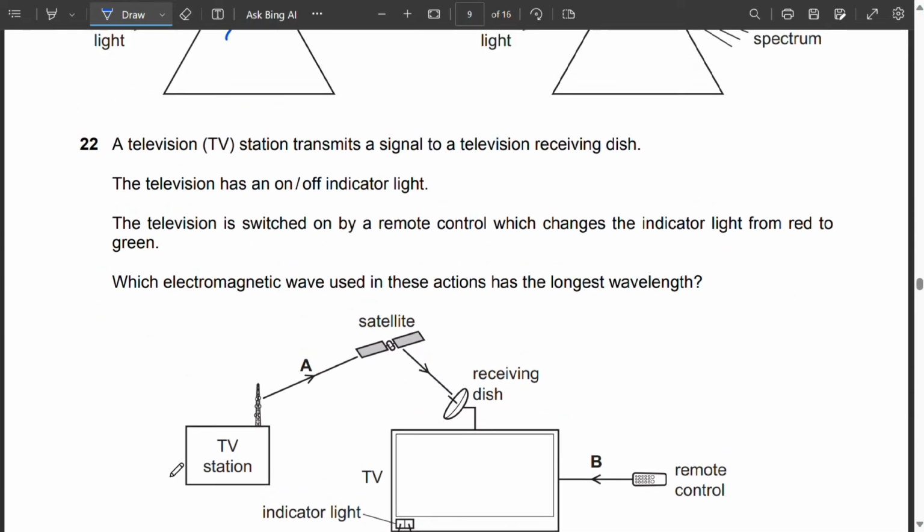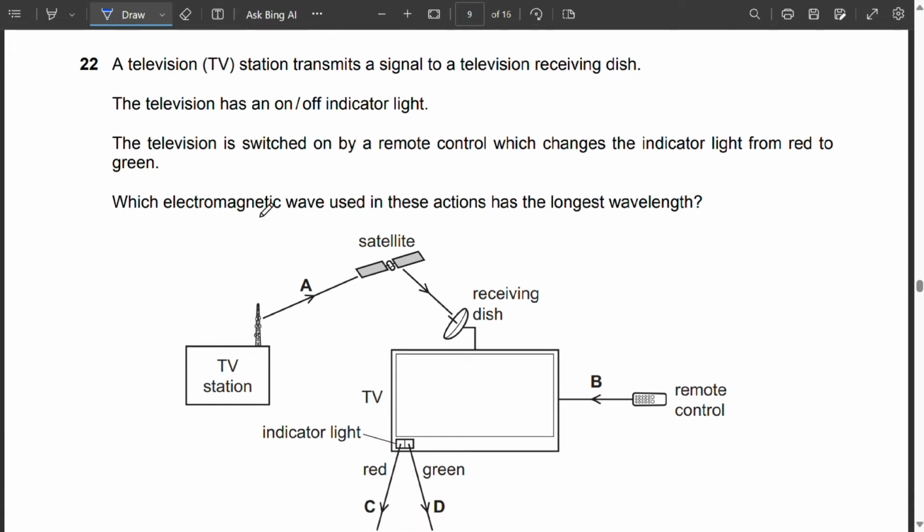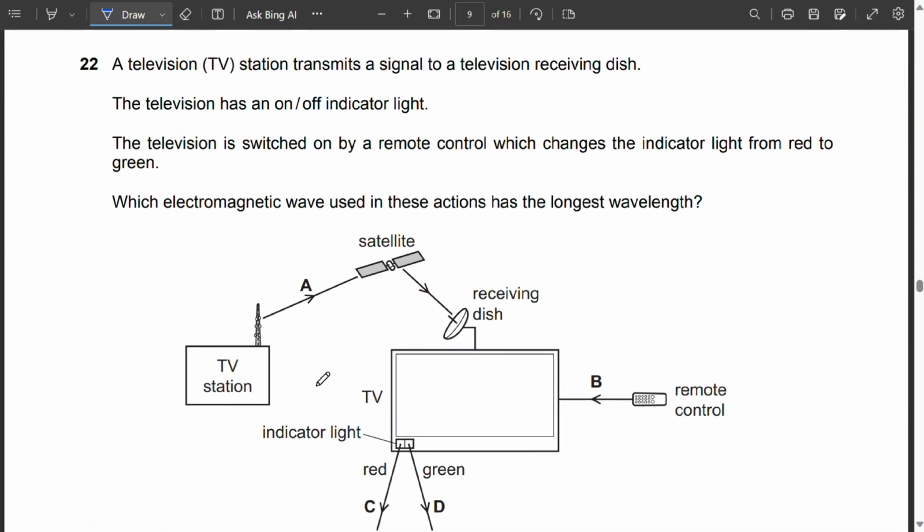Now, 22nd. A television station transmits a signal to a television receiving dish. Okay, so this is a TV station through satellite to a receiving dish. The television has an on and off indicator light. Okay, the television is switched on by a remote control, which changes the indicator light from red to green. Which electromagnetic wave in these actions has the longest wavelength? See, first of all, you should know what waves these are. Now, these satellite signals are radio waves.